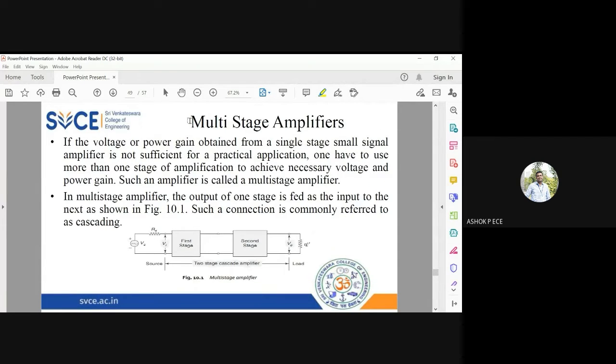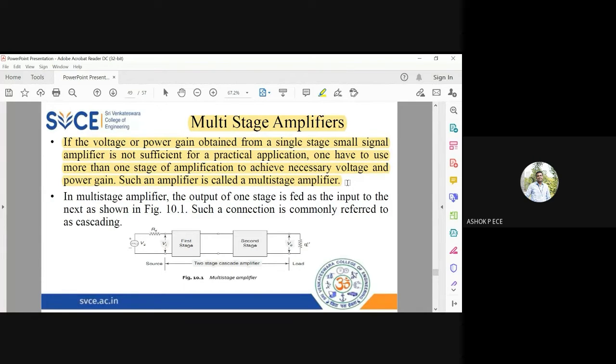So, multi-stage amplifiers. The next and the last topic in your unit 1 is multi-stage amplifiers. Multi-stage amplifiers means we are going to use more than one amplifier. If the voltage or power gain from a single stage signal is not sufficient for a practical application, we can use more than one stage to achieve the necessary voltage and power gain. Such amplifiers are called multi-stage amplifiers.